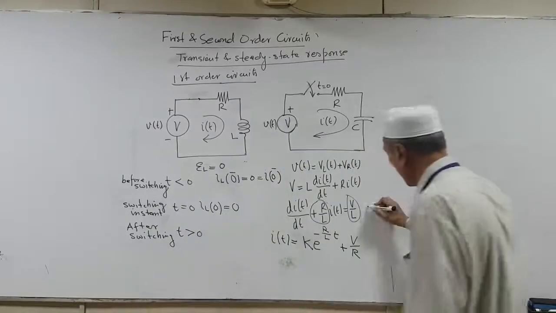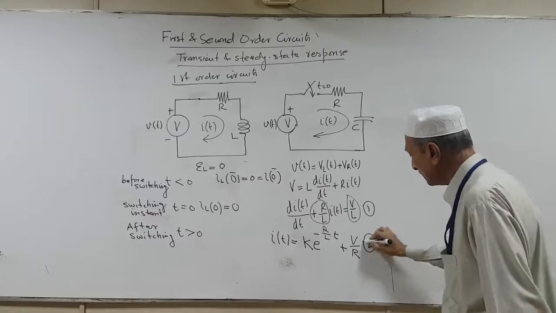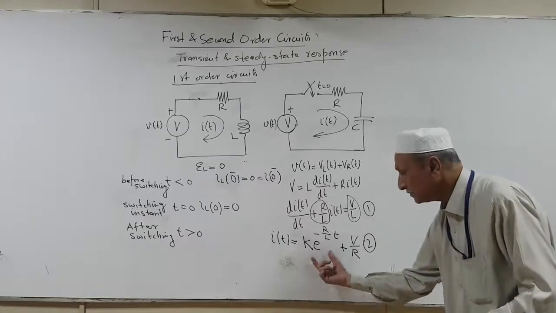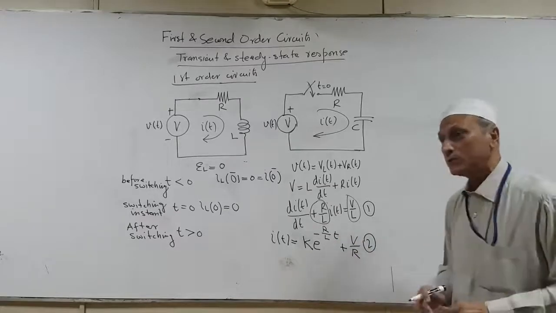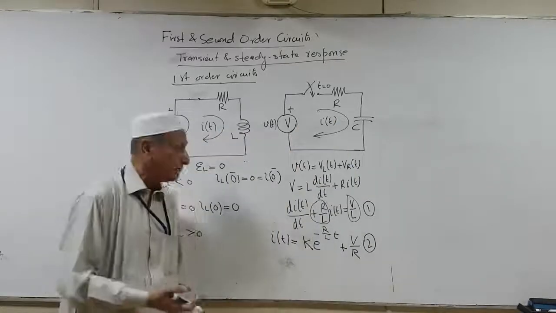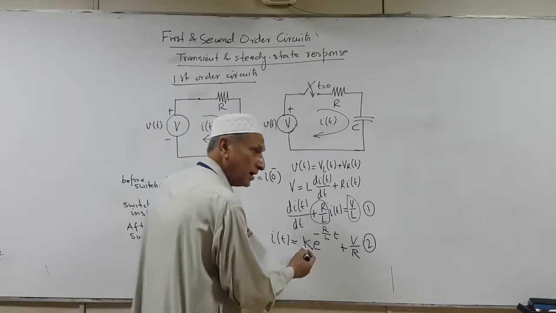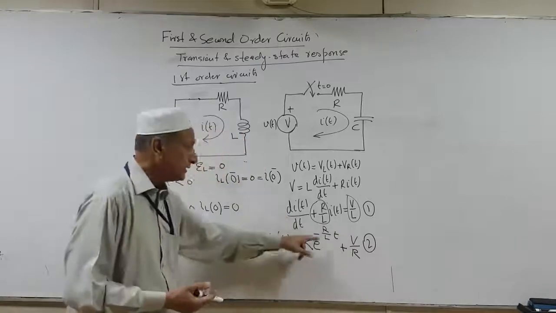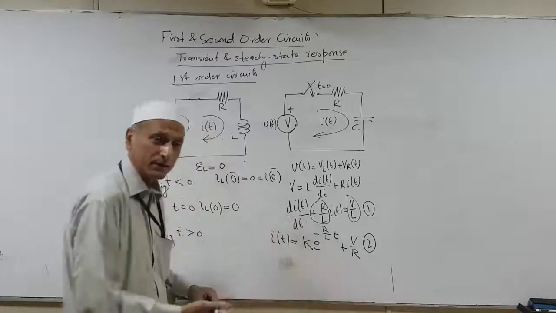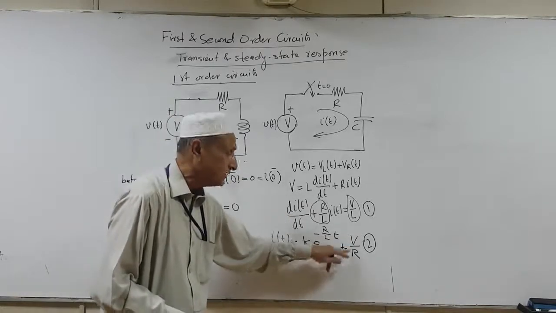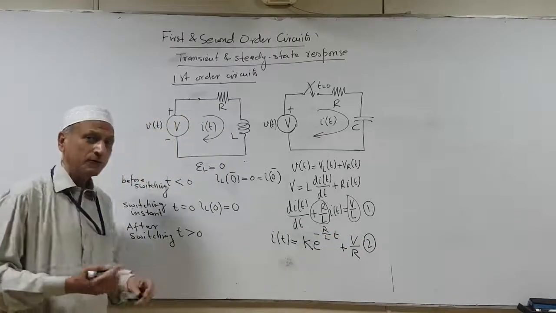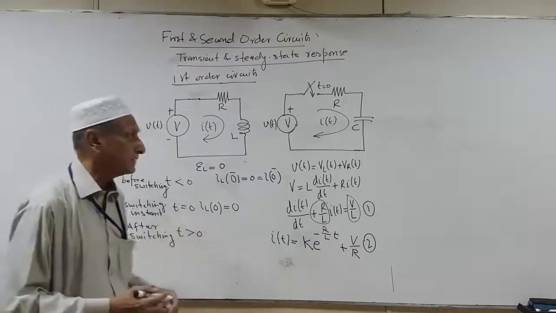Now this is equation 1 and this is equation 2. Equation 2 is the solution. The first part is the transient part, which disappears when t is equal to infinity. The complementary part is the transient response, and the transient component can be tested by putting t tends to infinity, so that it disappears, leaving behind only the steady state component, which is V over R. This means we have important conclusions here.